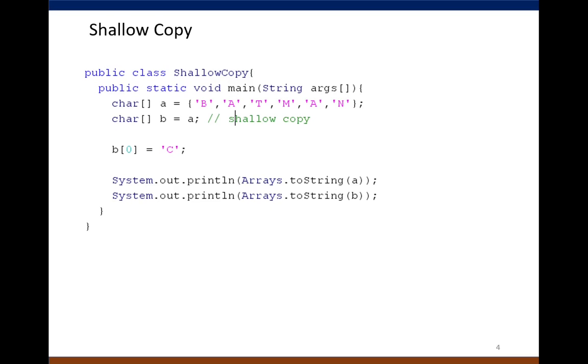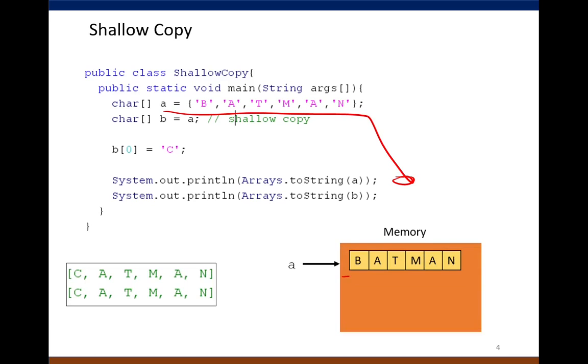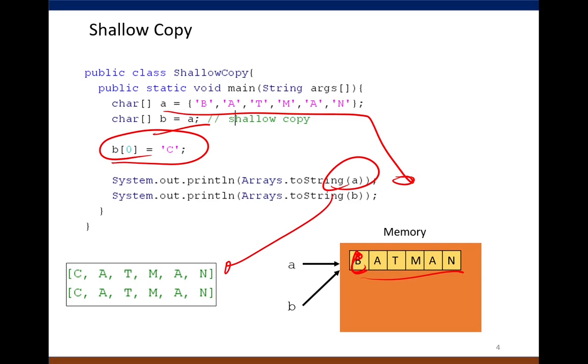Here is another example. We are writing these statements: a character array a has 6 elements, BATMAN, and it writes those elements in the RAM. Once we copy b equal a, right, a is copied to b, so b simply refers to the same location of a in the memory. Now we change the first element of b to C. If we print a, it will print CATMAN, right? If we print b, it will also print CATMAN. So we are changing only b, but it is affecting a as well.